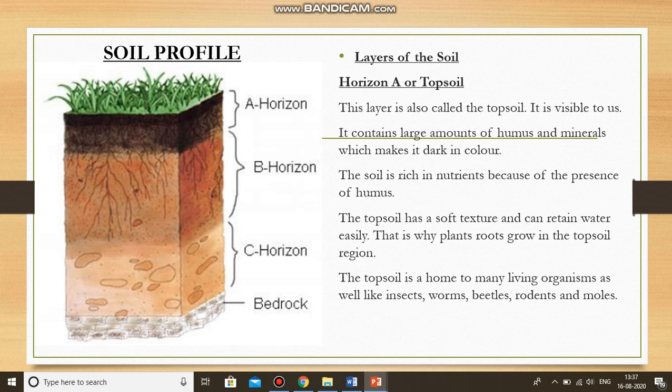The top layer we call the A horizon or topsoil. It is visible to us. It contains large amounts of humus and materials which make it dark in color. The topsoil has a soft texture and can hold water easily. The topsoil is home to many living organisms like insects, worms, beetles, rodents, etc.